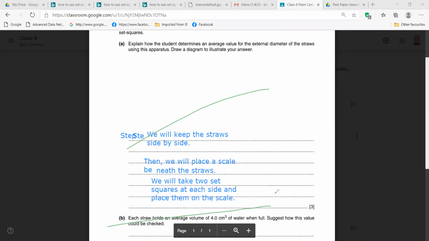Is it clear? Finally, you will write that right here. Write somewhere at the top. Finally, we have to take the average of the readings to get the diameter of each of the straws.